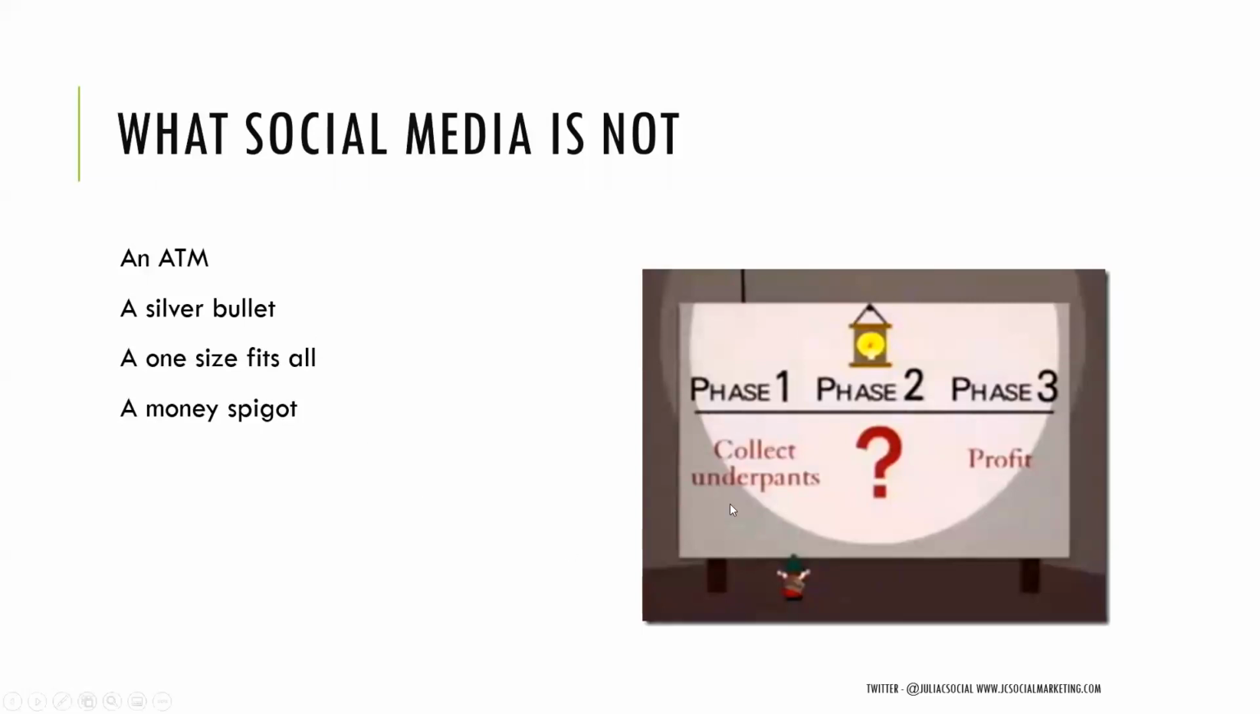If you don't know this reference on the screen, this is from South Park. I'm a huge South Park fan. In this particular episode, and bear with me, it's a little strange, a group of gnomes came to South Park and they were stealing underpants. This was their business plan: Phase 1, collect underpants. Phase 2, who knows? Phase 3, profit. I feel like that's a very good analogy for how nonprofits use social media.